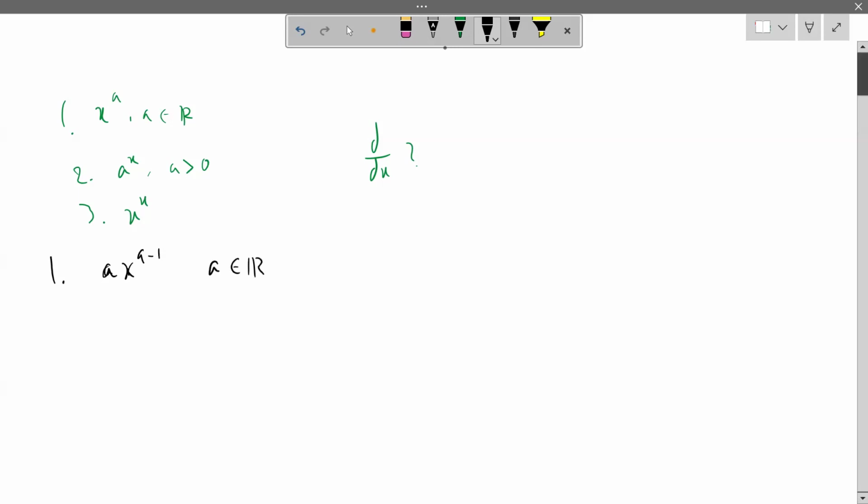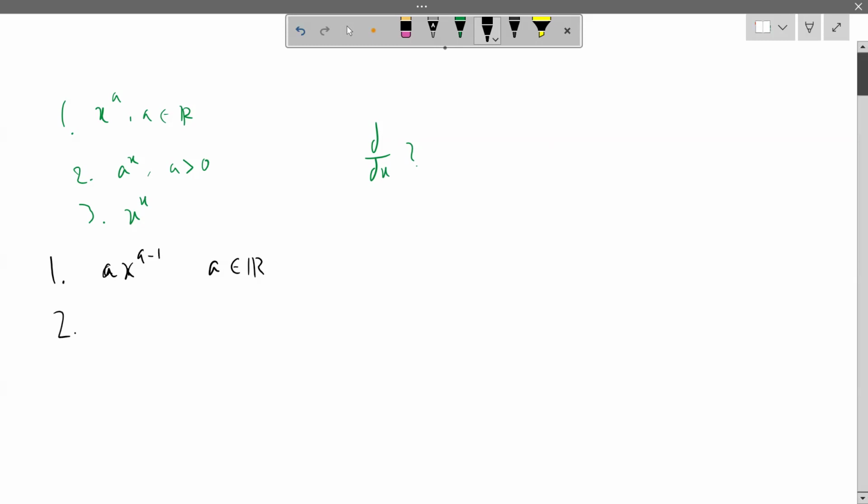There are separate proofs for when a is equal to a positive integer or a natural number, so you can invoke the binomial theorem. And there's a separate proof for when a is any real number. But we're not going to cover that just yet.